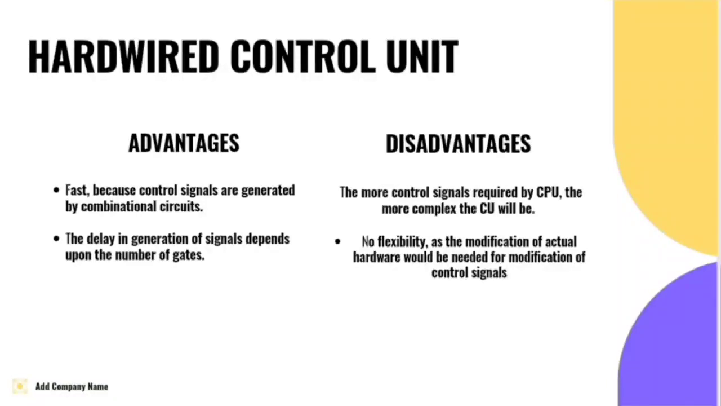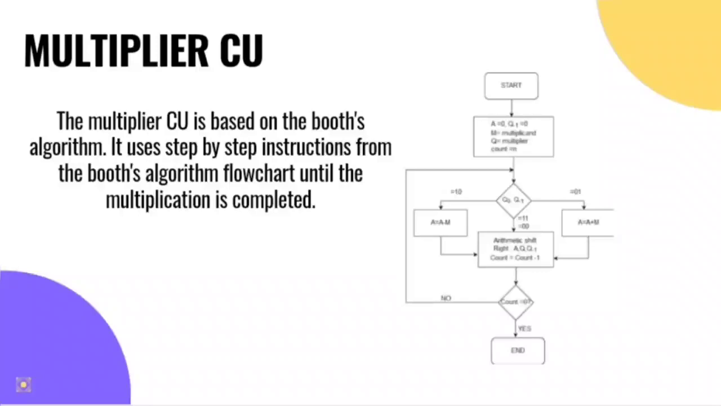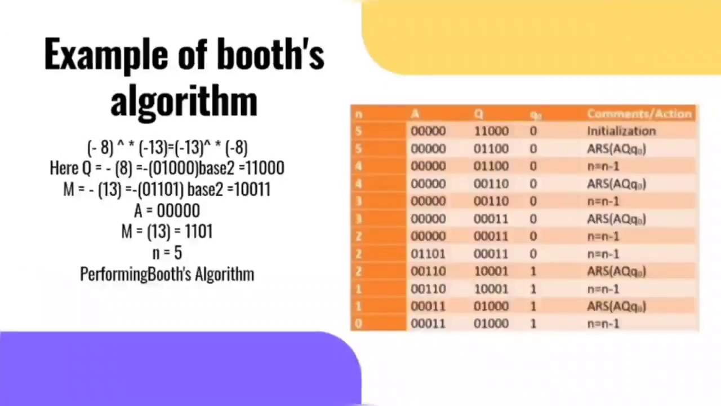Its disadvantages are that the more control signals required by the CPU, the more complex the CU will be. There is no flexibility, as modification of the actual hardware would be needed to modify the control signals. Multiplier CU. The multiplier CU is based on Booth's algorithm. It uses step-by-step instructions from the Booth's algorithm flowchart until the multiplication is complete.